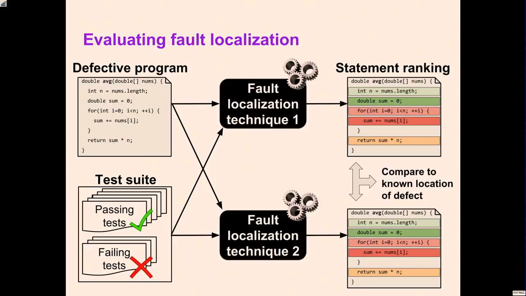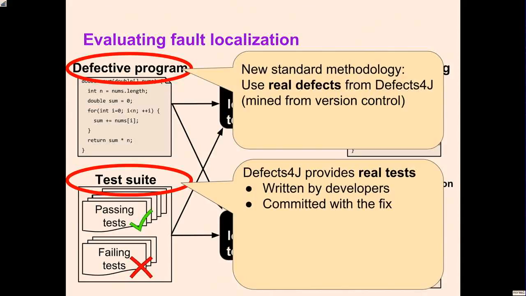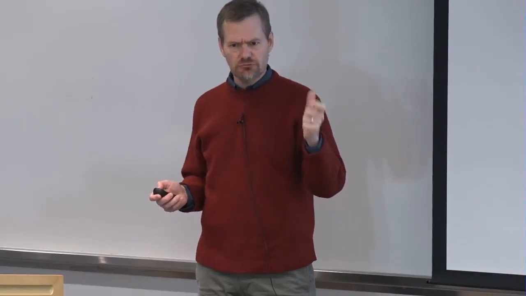OK, so coming back to evaluating fault localization, we now have a new standard methodology. Where do we get these defective programs from? Well, you should use real defects from a data set like Defects4J. These are mined from the version control history. They're real problems that were really fixed.